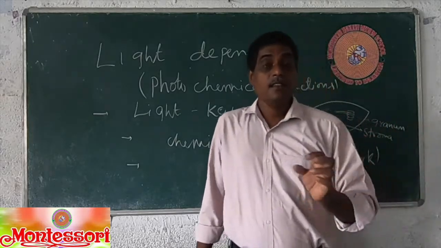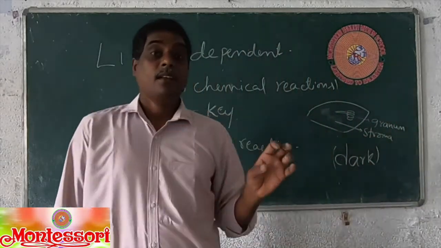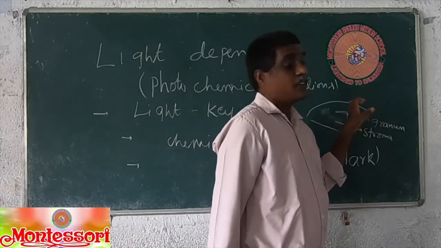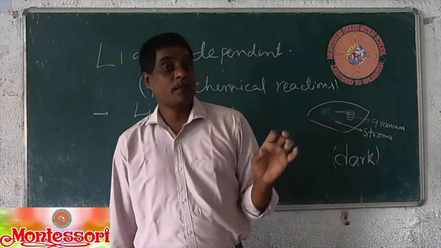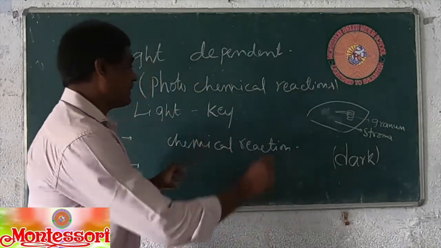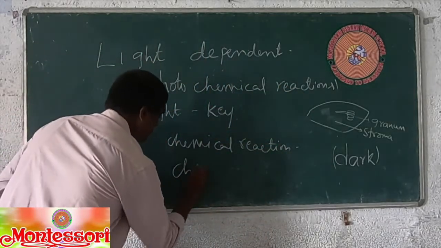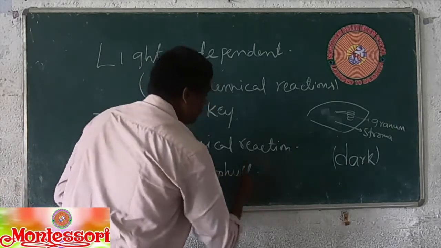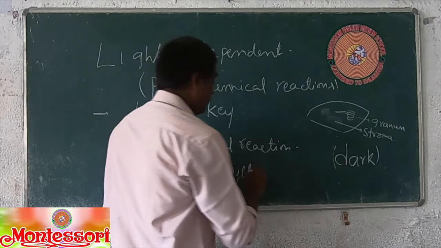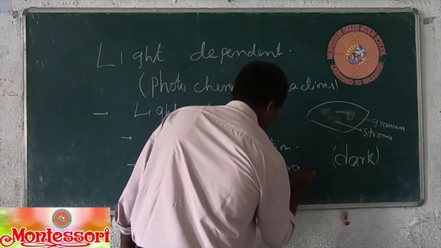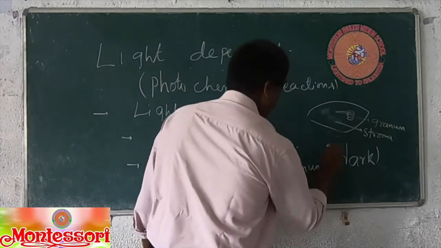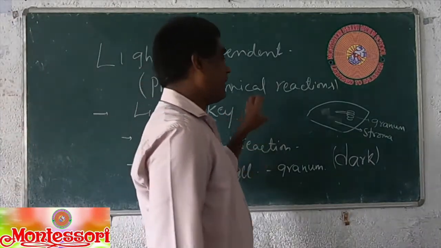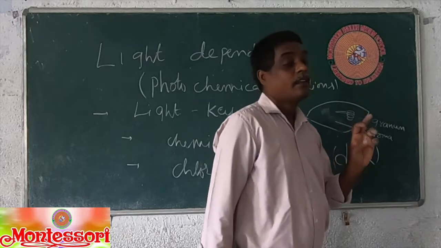The light reactions happen in the chlorophyll that contains thylakoids, that is nothing but granum. So these reactions are happening in the granum.